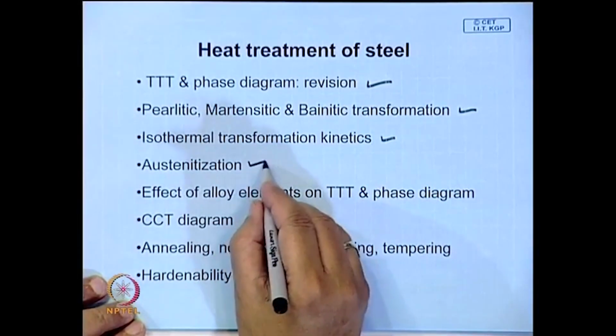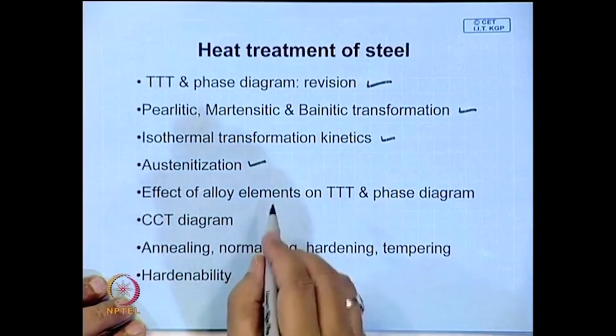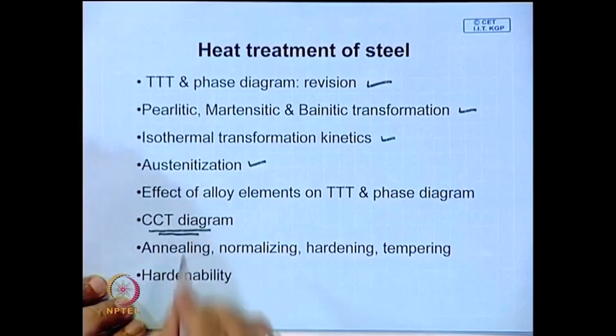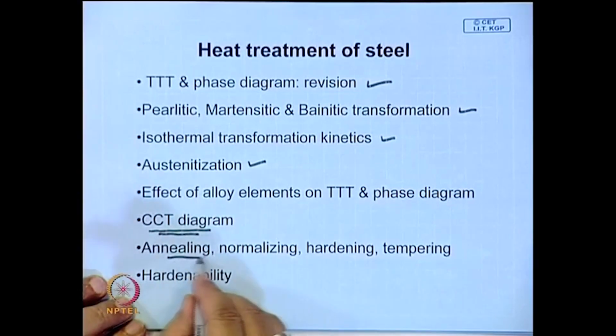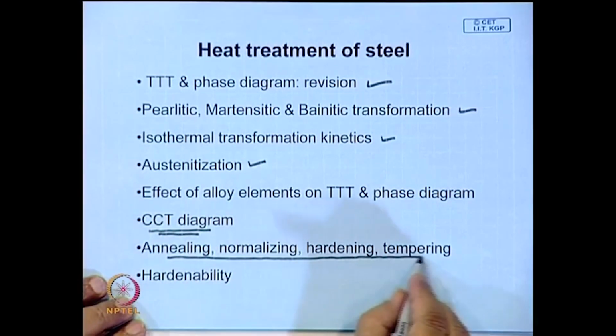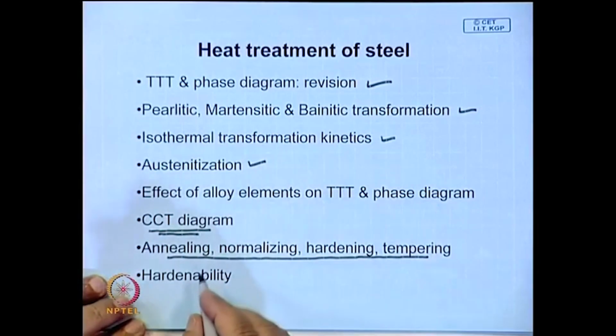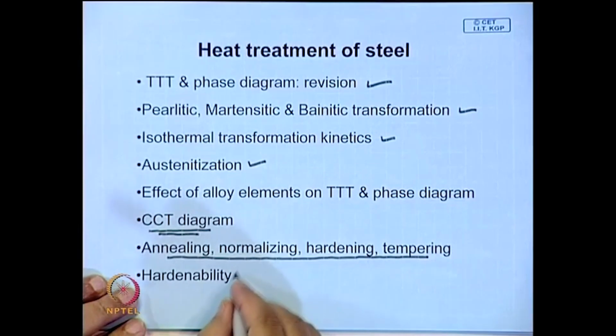We talked about the austenization process. We talked about the CCT diagram, how they are made. We talked about some common heat treatment processes, and the part which is left out. I think last class we introduced and discussed hardenability.